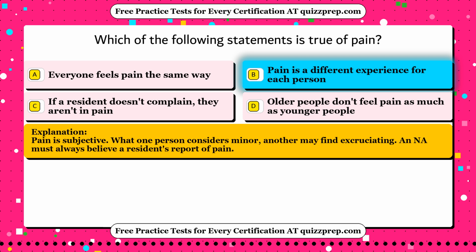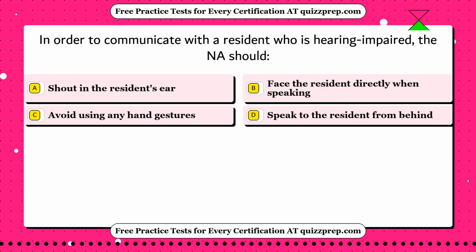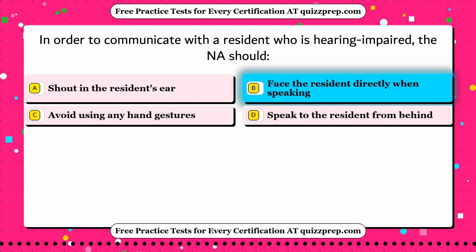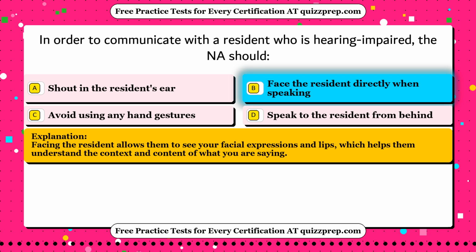of pain. Question 100. In order to communicate with a resident who is hearing impaired, the NA should: Option A, shout in the resident's ear. Option B, face the resident directly when speaking. Option C, avoid using any hand gestures. Option D, speak to the resident from behind. The correct answer is option B, face the resident directly when speaking. Facing the resident allows them to see your facial expressions and lips, which helps them understand the context and content of what you are saying.